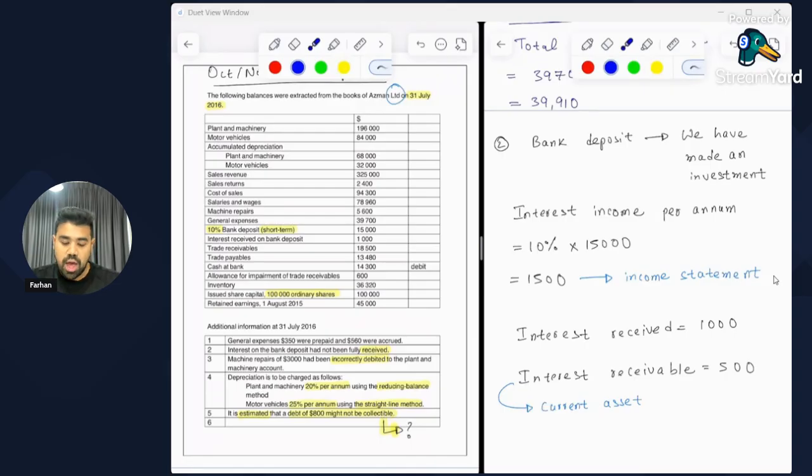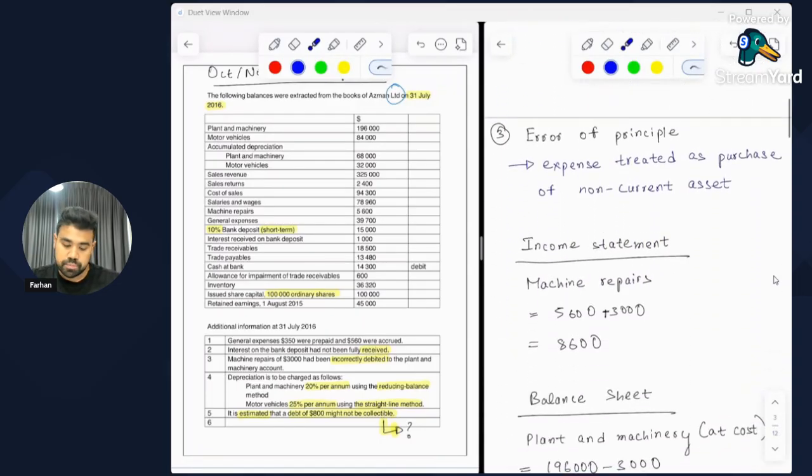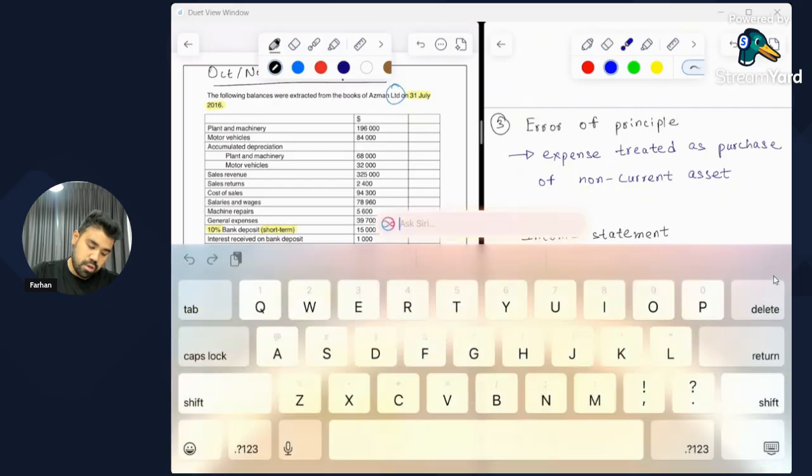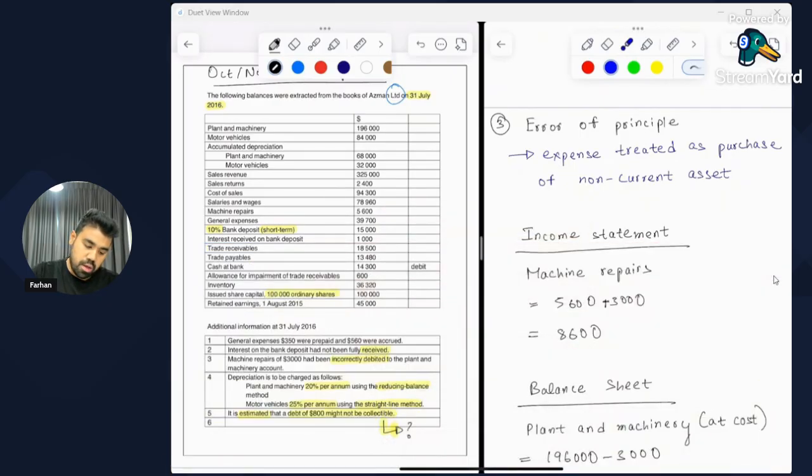Now, let's move to additional information number 3. Machine repairs of $3,000 have been incorrectly debited to the plant and machinery account. All right. So when we read this, we understand that we have got an error, and that error is what we classify as an error of principle, which you will go through when you start studying for your exam eventually.